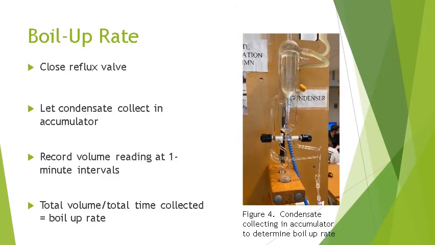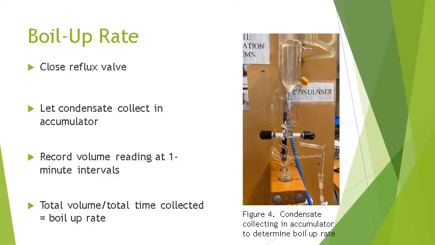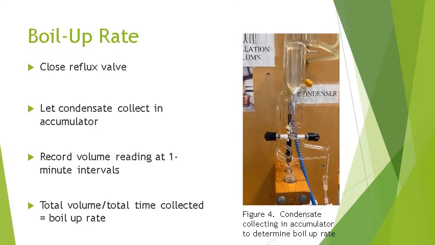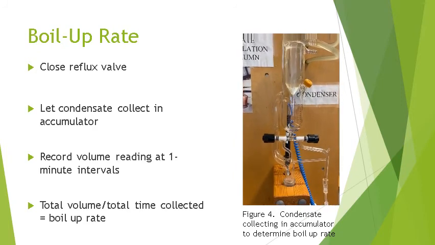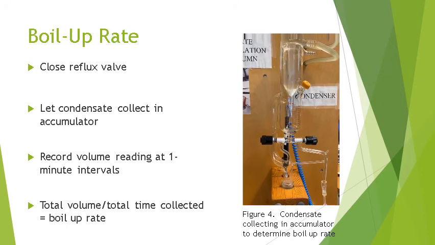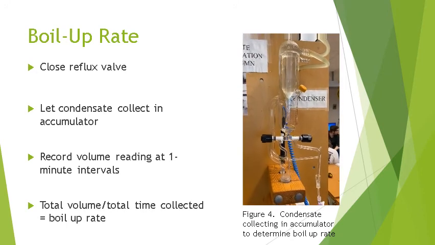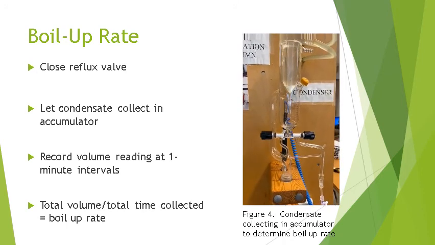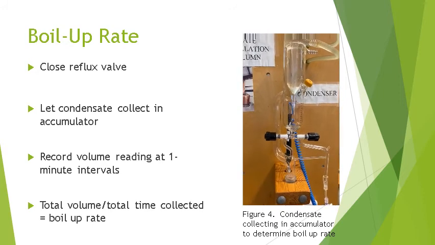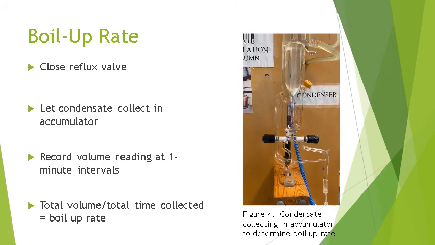To determine the boil-up rate, close the reflux valve and let condensate collect in the accumulator. Record the volume every 1 minute. The boil-up rate can then be determined by the total volume over the total time collected. Stop after 15 minutes or if the accumulator is half full.